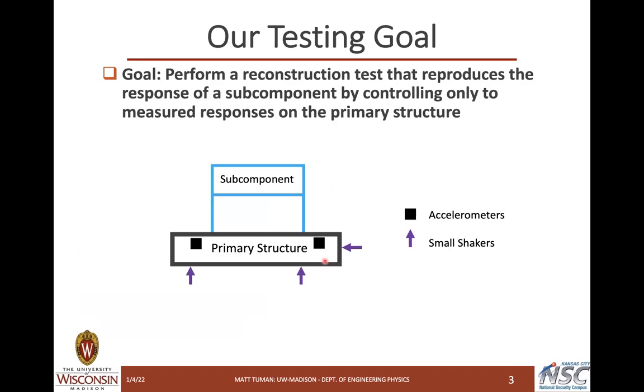So the main goal of our research is to perform a reconstruction test that reproduces the response of a subcomponent by controlling only to measured responses on the primary structure. So in essence, we try to recreate an environment acceleration profile on the primary structure. And if that task is accomplished, we hope that the environment is also accurately reconstructed on the subcomponent, even though we aren't controlling to it.